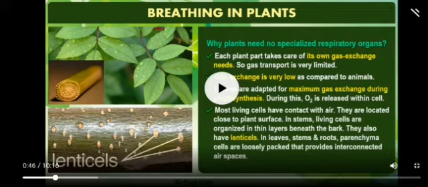Most living cells have contact with air. Mostly all the parts of the plants are completely exposed to the air. They are located close to the plant surface. In stems, living cells are organized in a thin layer beneath the bark. They are called lenticels, and these lenticels are also helpful in the exchange of gases.